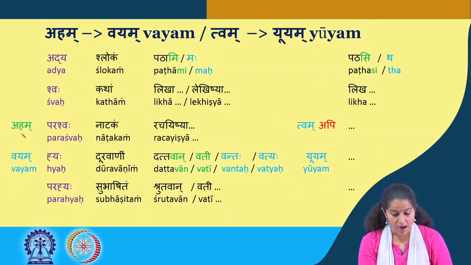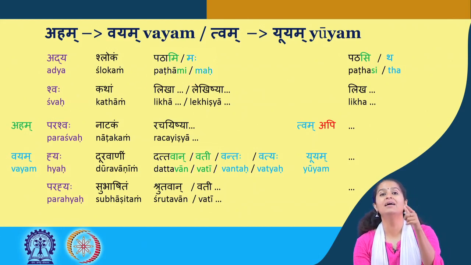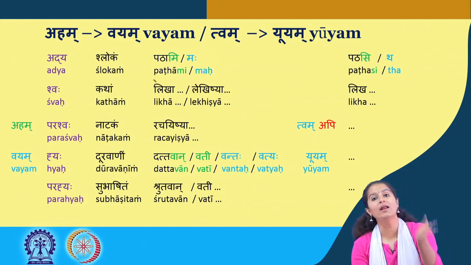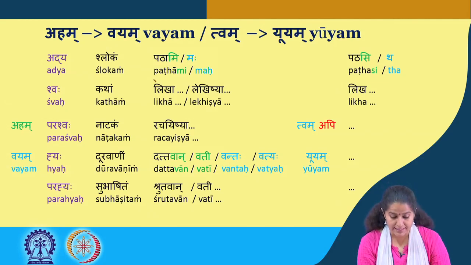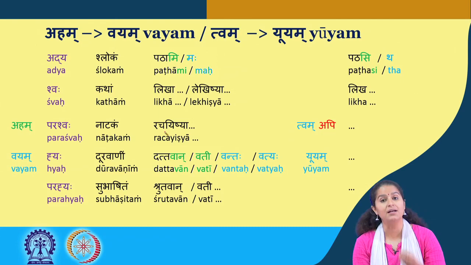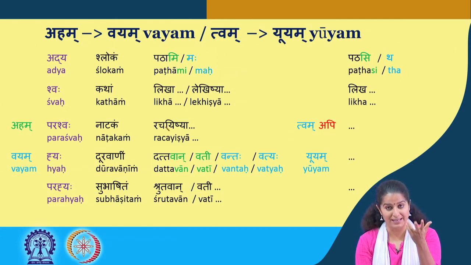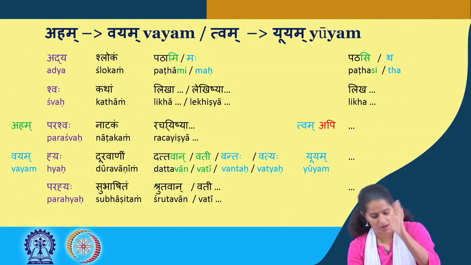Next, aham shwaha katham likhami, vayam shwaha katham likhamah or lekhishyamah. So the present also gets used for the future, as we've already seen before, but you can definitely practice with the correct future tense as well. Next, aham parashvaha natakam. Natakam is a drama, just like katha was a story. Natakam rachayishyami. I will create it. Vayam parashvaha natakam rachayishyamah. Uttamam.